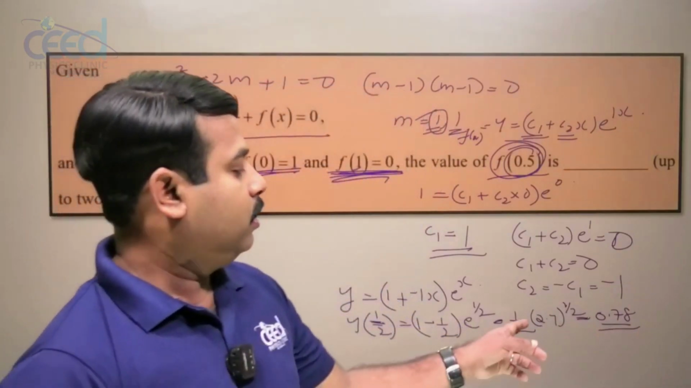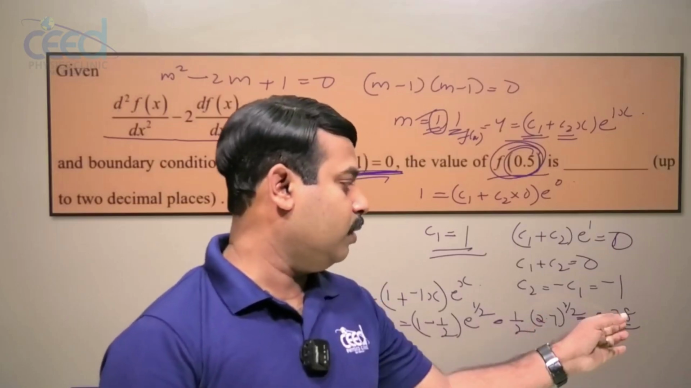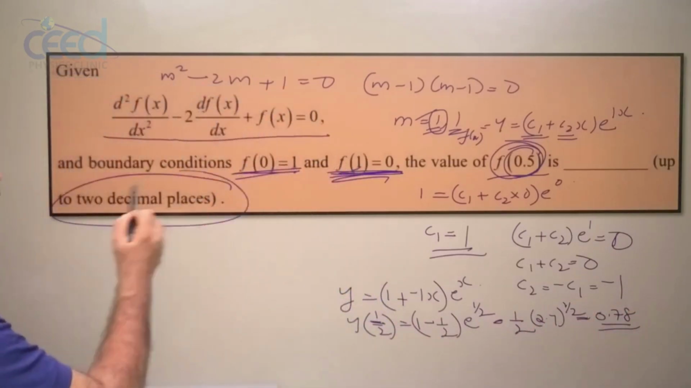Now we have to solve this: the root of 2.7 is somewhat 1.4, and 1.4 divided by 2 is some 0.7. You get some 0.78. So you have to find the answer to two decimal places.